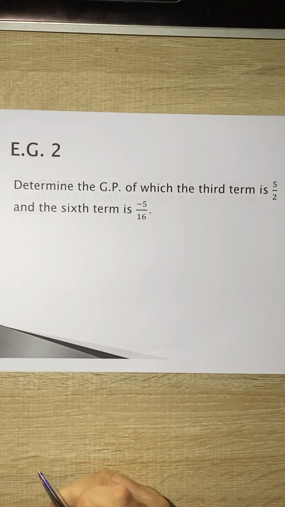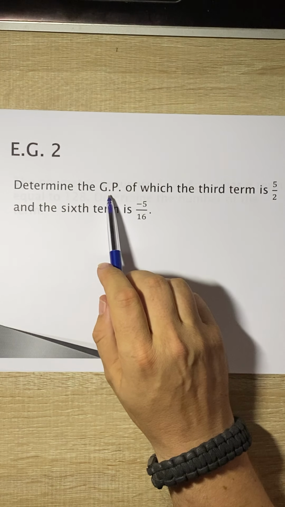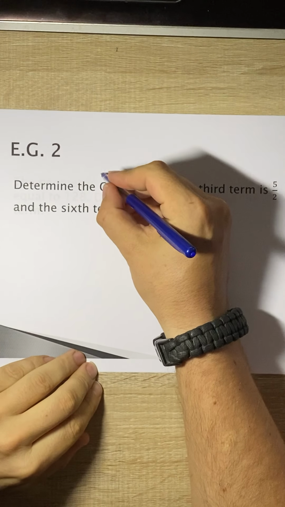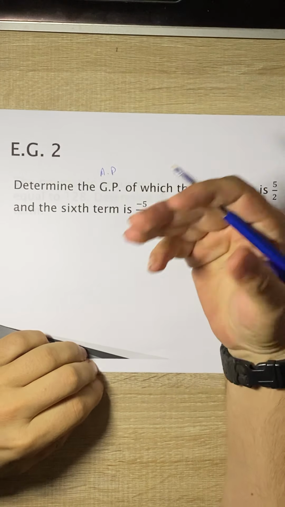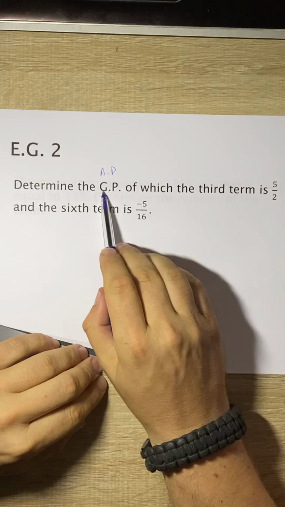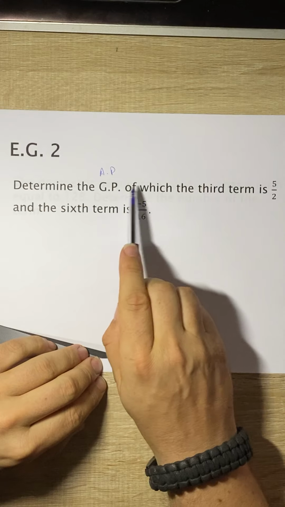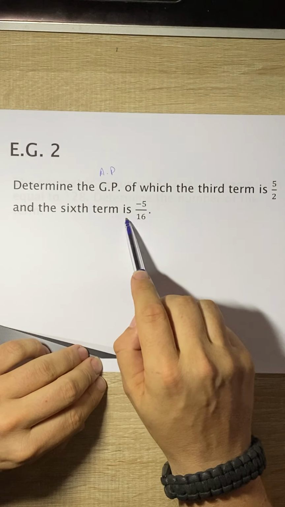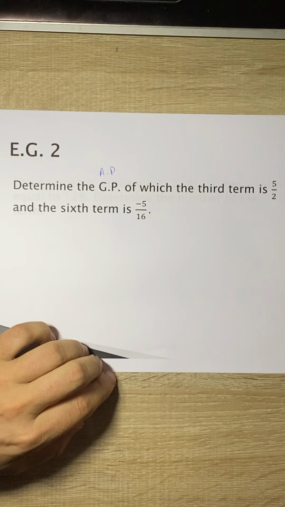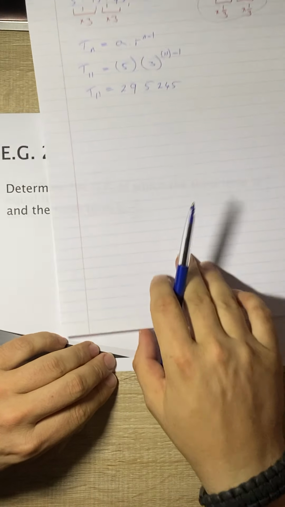Example 2. Determine the GP. Now GP just stands for geometric progression. You can also get an AP, which is arithmetic progression, which is your common difference. Okay, so just watch out for these things. So determine the geometric progression of which the third term is 5 over 2 and the sixth term is minus 5 over 16. Okay, so let's see if I can fit it in on this page here.